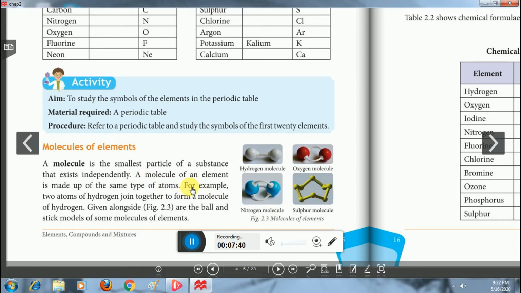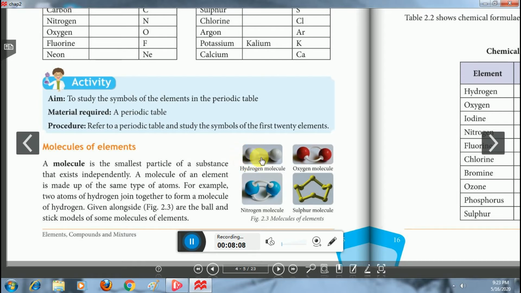Since we know that an element contains only one kind of atom, one kind of species, the molecule of an element is made up of the same type of atoms. Look at this figure 2.3, hydrogen molecule. Imagine or visualize that these white balls, or dumbbell shaped white one, is just a hydrogen atom.